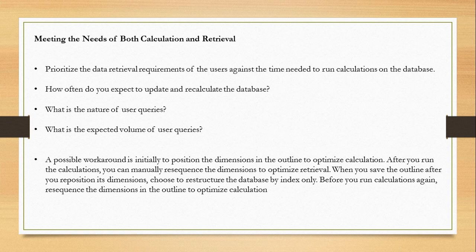Since indexes are generated for the sparse dimensions, this is the way we can resequence the dimensions to optimize the retrieval, and later, before running the calculations again, we can resequence the dimensions in the outline to optimize the calculations. In this way we can meet the needs of both the calculations and the retrieval.